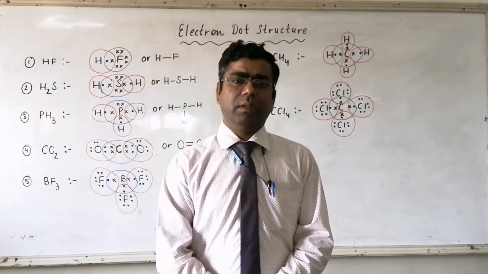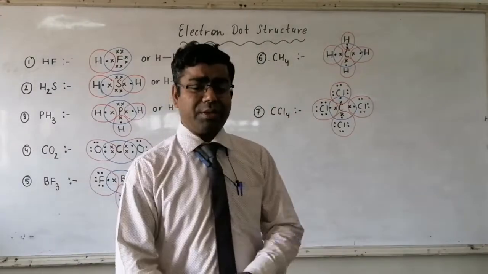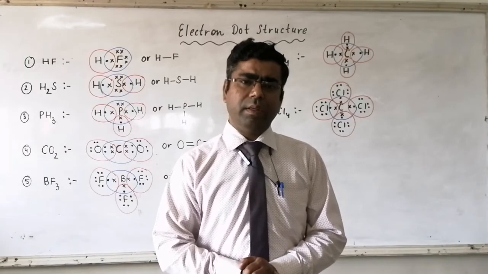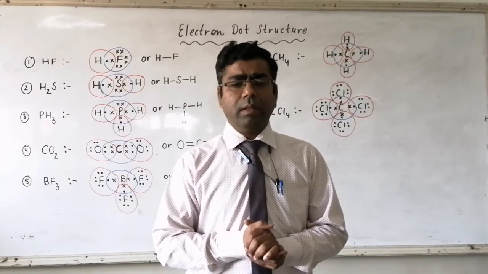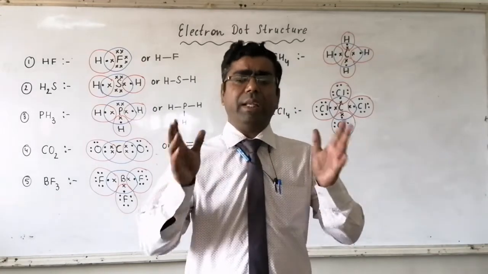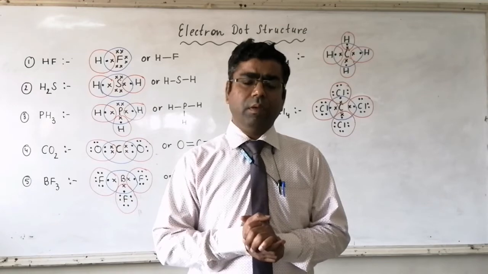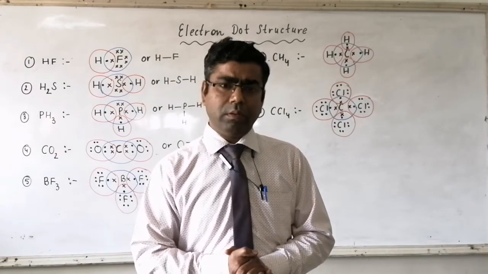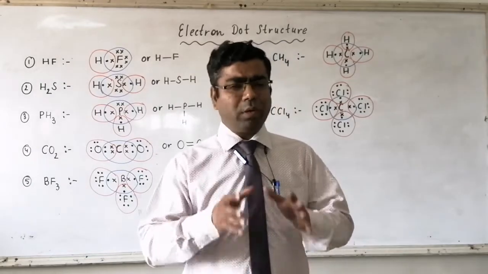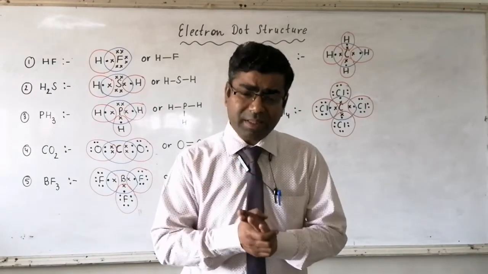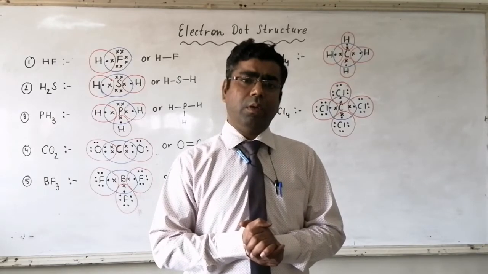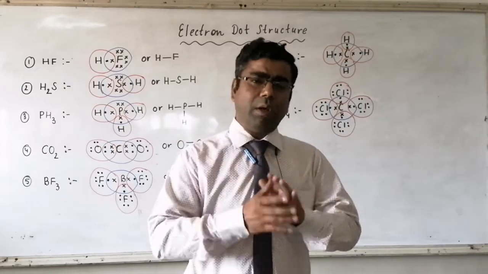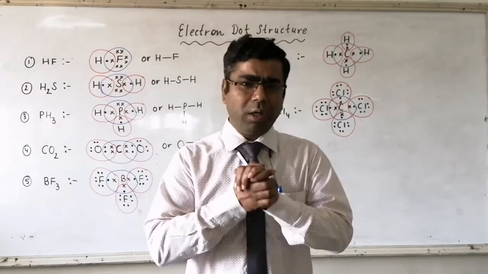After that, let us move to electron dot structure. What do we mean by electron dot structure? Here, the electrons of the atom present in the valence shell will be represented by dot or cross sign. So, what is electron dot structure? It is the representation of valence shell electrons present in a covalent molecule in the form of cross or dot sign.